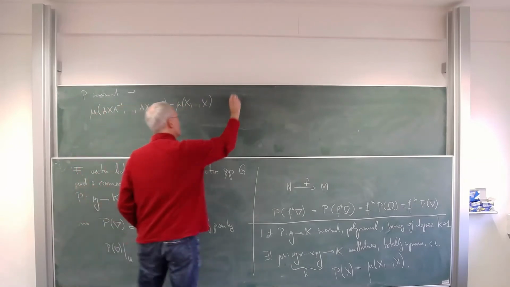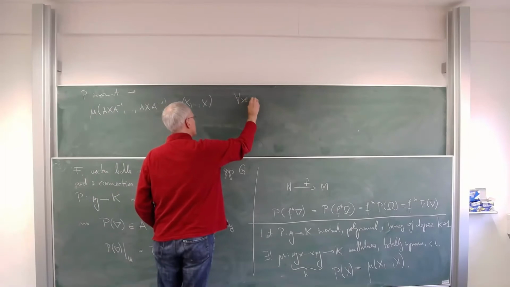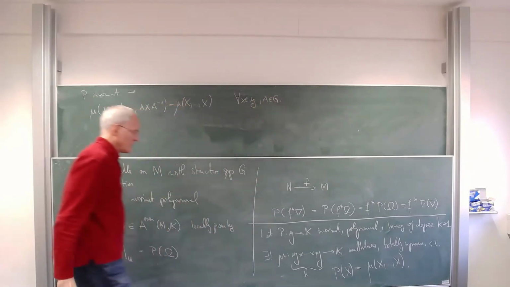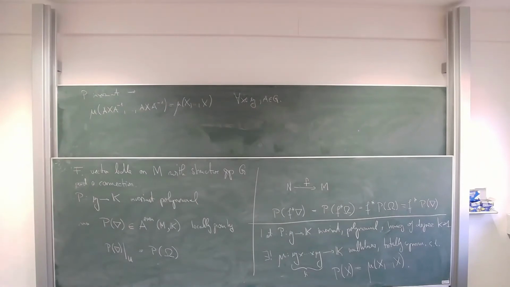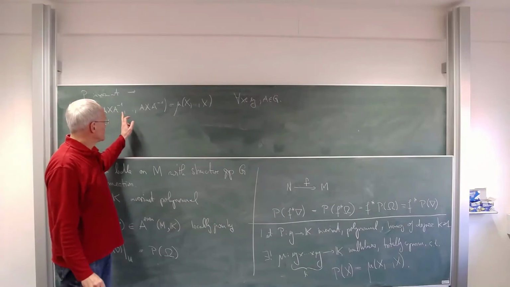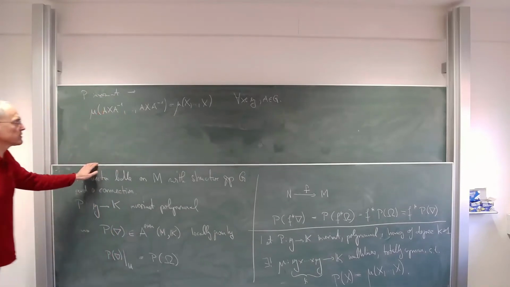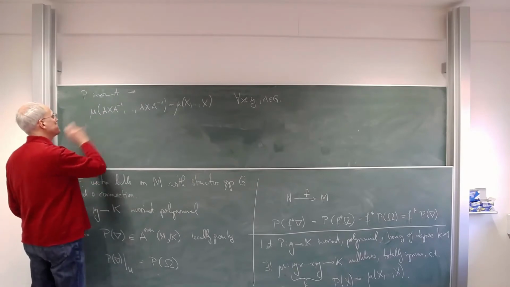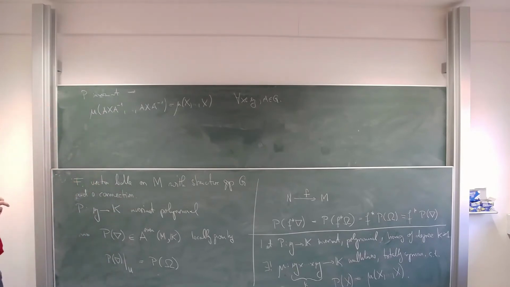Right, so this holds for all x in the Lie algebra and for all a in the Lie group. So that's what it means by definition. And now I want to differentiate this equation with respect to a. So let me consider a family of a's.